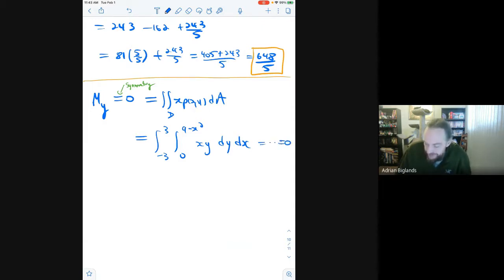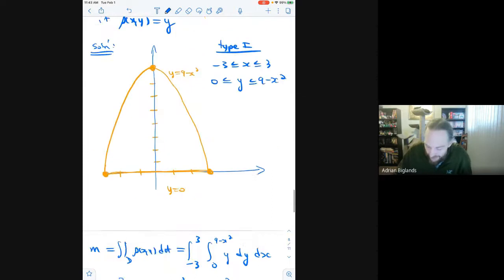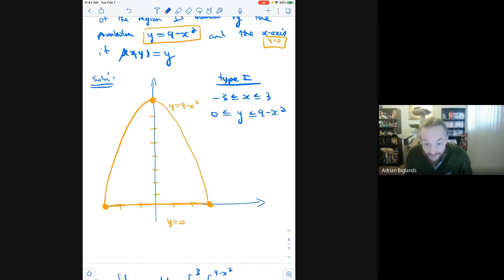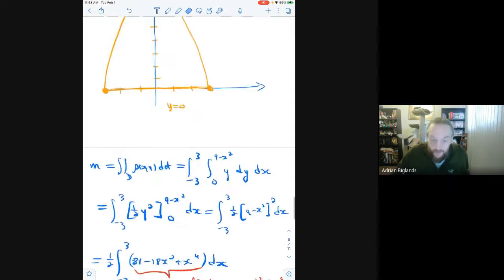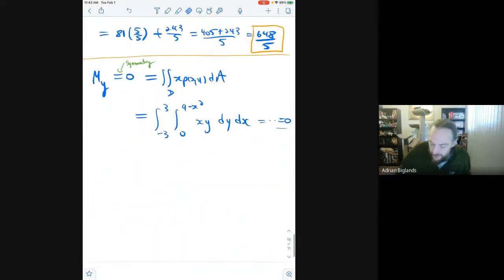You get 0. But by the symmetry, before I even started, if I'm trying to find the center of mass with respect to the y-axis, it's going to be the same on both sides. There's the same density, and so everything's going to be the same on both sides. With respect to the x-axis, it will not be the same. Plus, I'm lazy and I don't want to do the calculation. Mx, on the other hand, is not going to be 0.